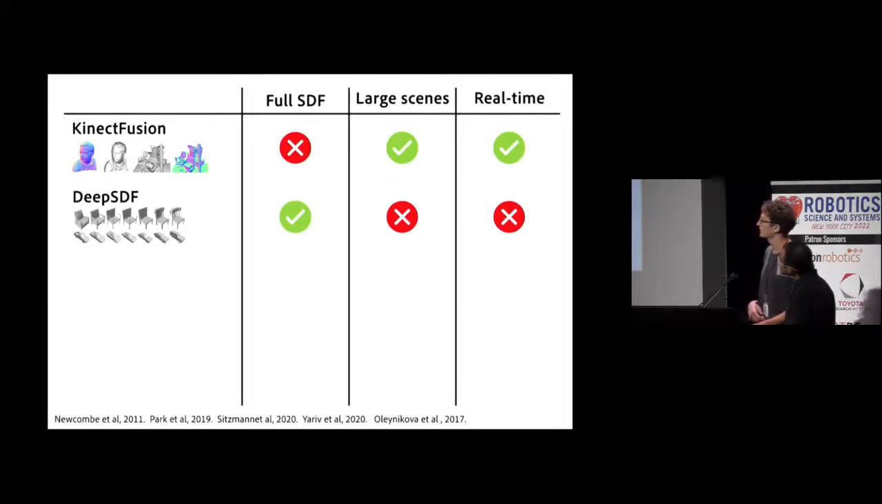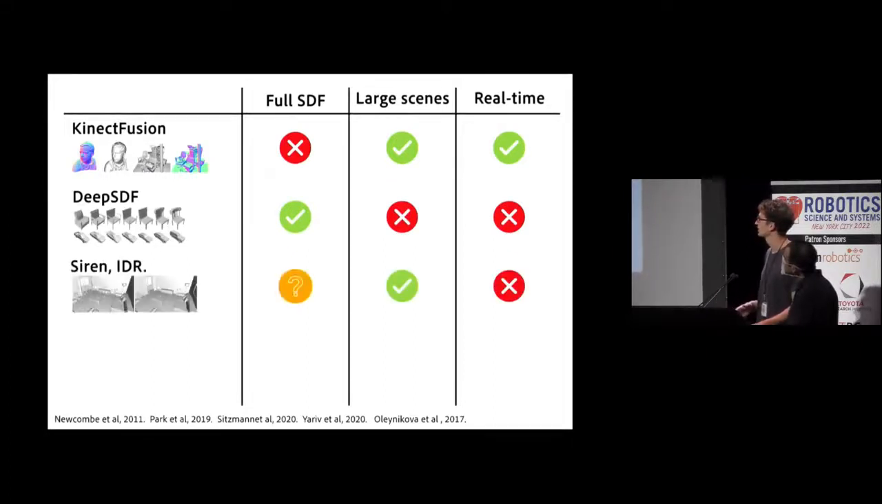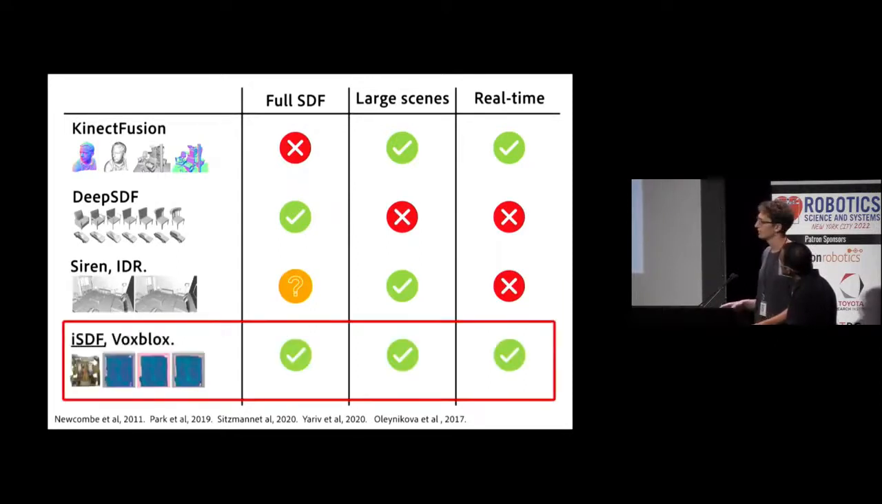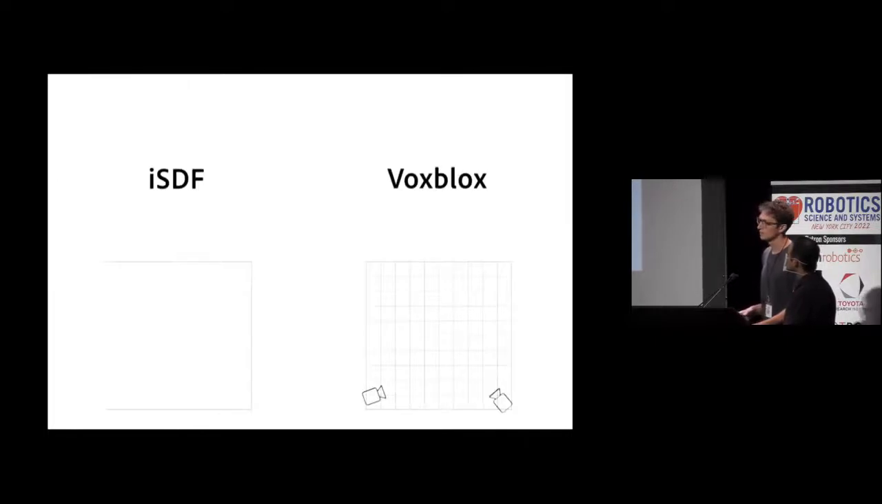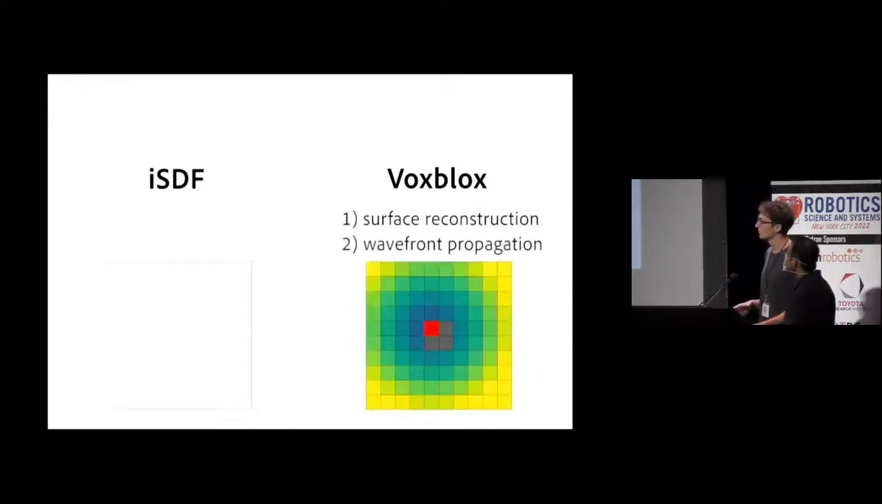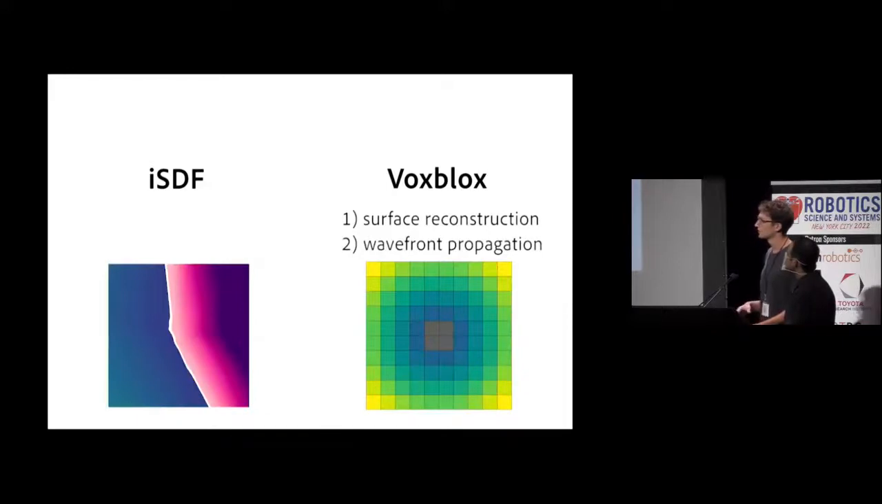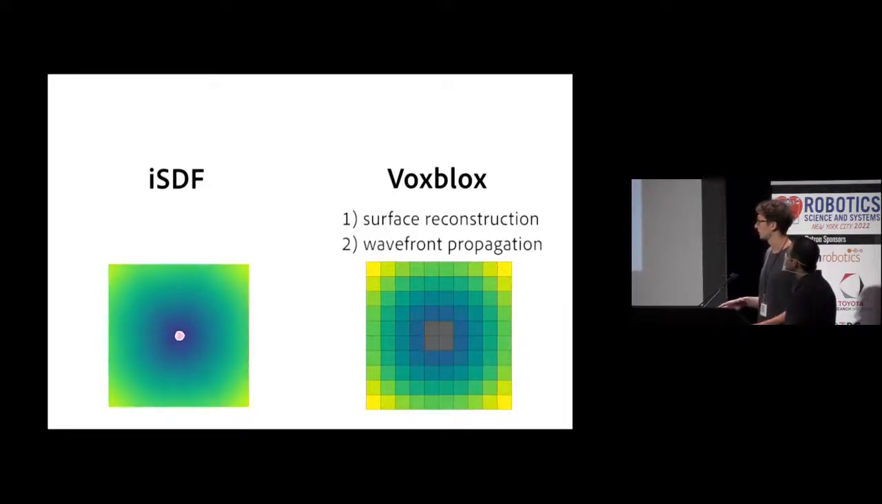Other related work, such as DeepSDF, tackles reconstructing objects using signed distance fields. However, these kinds of works aren't real-time. In iSDF, we tackle the problem of reconstructing full signed distance fields for large scenes in real time. The most notable related prior work is Voxblox, which is a method based on voxel grids that reconstructs the signed distance field in a two-stage approach, first reconstructing the surface, and then doing an expensive wavefront propagation algorithm to compute the signed distances in all cells. In contrast, iSDF is quite different and operates by training a neural network in real time.